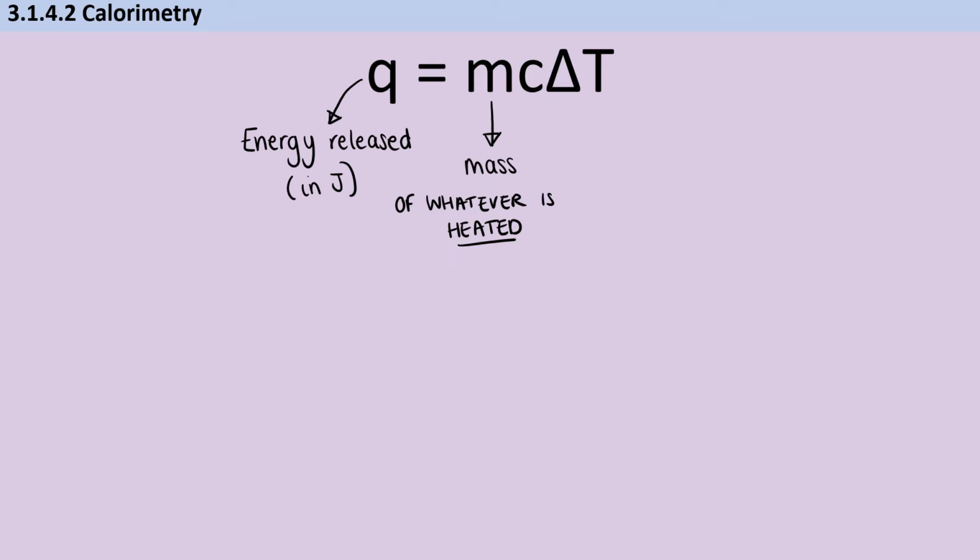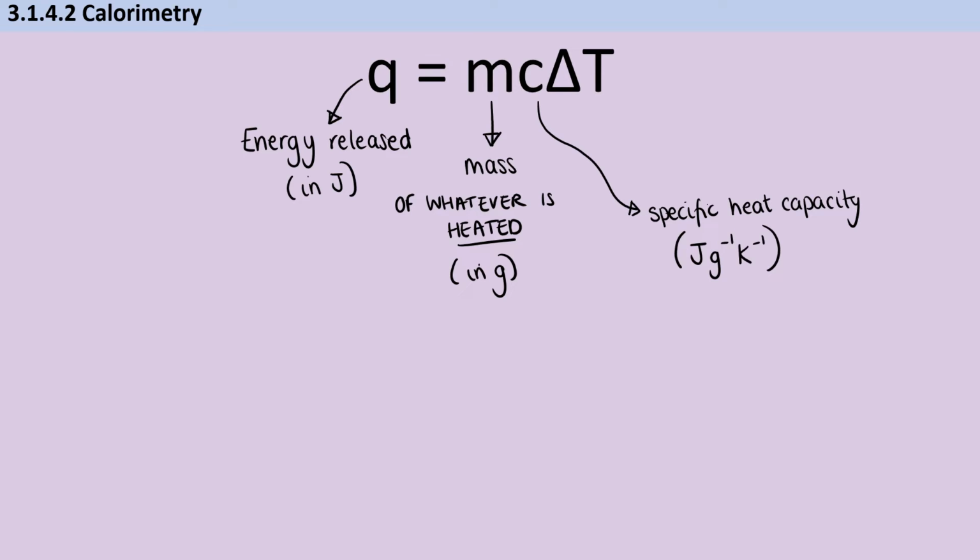And then the second thing that's a little bit different is that we don't actually use the SI units for mass, which would be kilograms. Instead, we're almost always talking about mass in terms of grams. Then c, just like in GCSE physics, is for specific heat capacity. So this is the amount of energy that it takes to raise the temperature of a particular substance by 1 degree C. And here we're going to be thinking about it in terms of joules per gram per Kelvin.